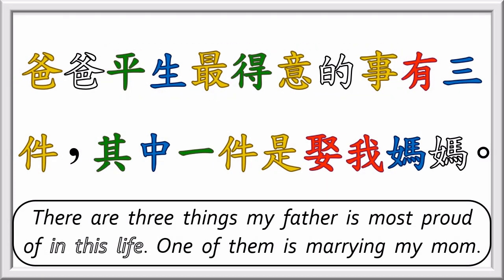爸爸平生最得意的事有3件，其中1件是娶我妈妈。There are 3 things my dad is most proud of in this life. One of them is marrying my mom. When 平生 is reversed, becoming 生平, it refers to the entire course of one's life, often including various milestones and experiences within it. For this reason, 生平 is the correct term when giving a biographical sketch of some well-known person who has died.